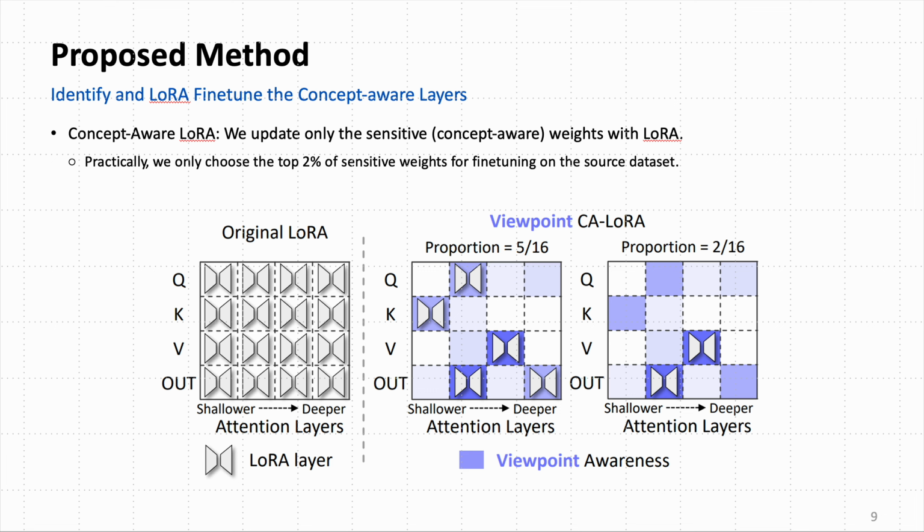Once we have the awareness scores, CA-LoRA simply attaches LoRA only to the top K% most concept-aware projection layers. Compared to the original LoRA, CA-LoRA targets a sparse, principled subset.